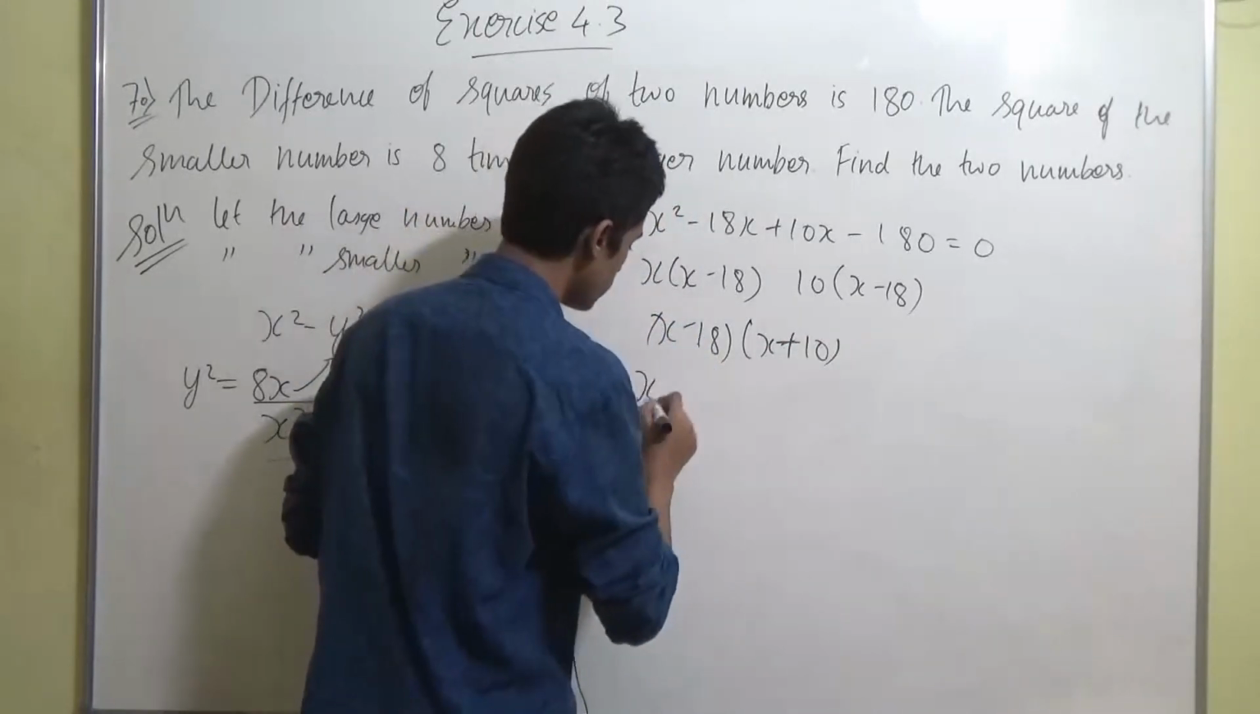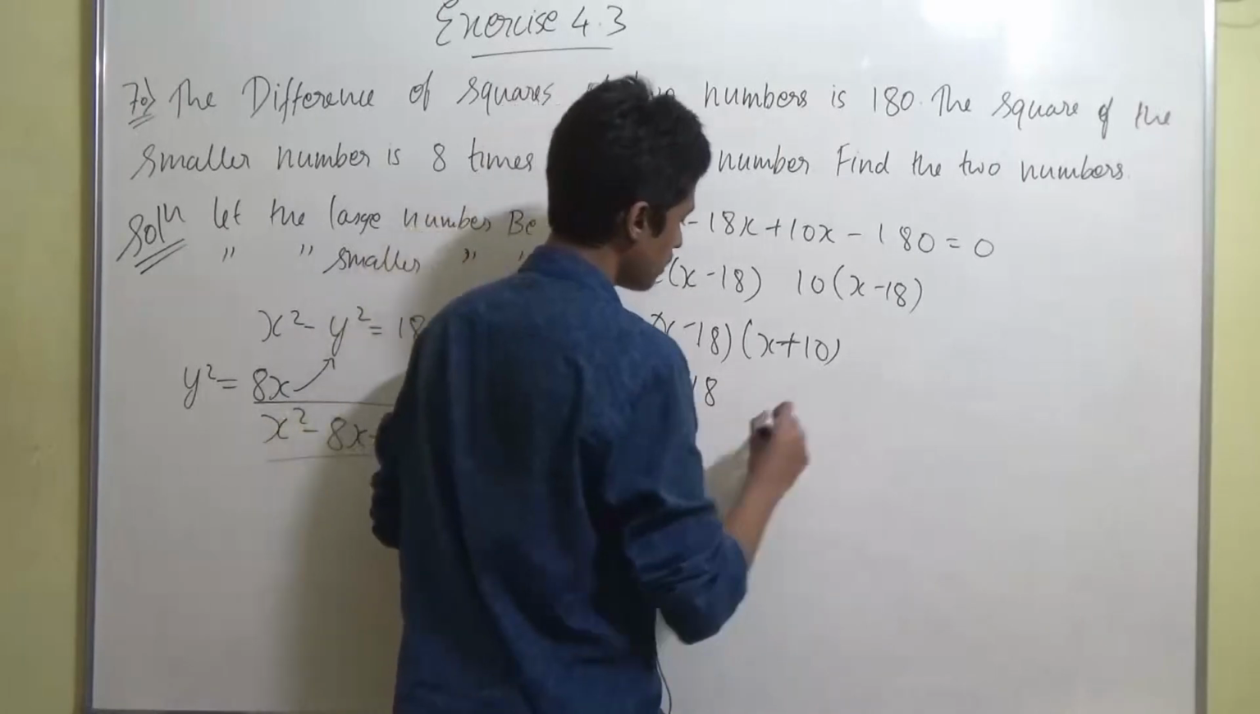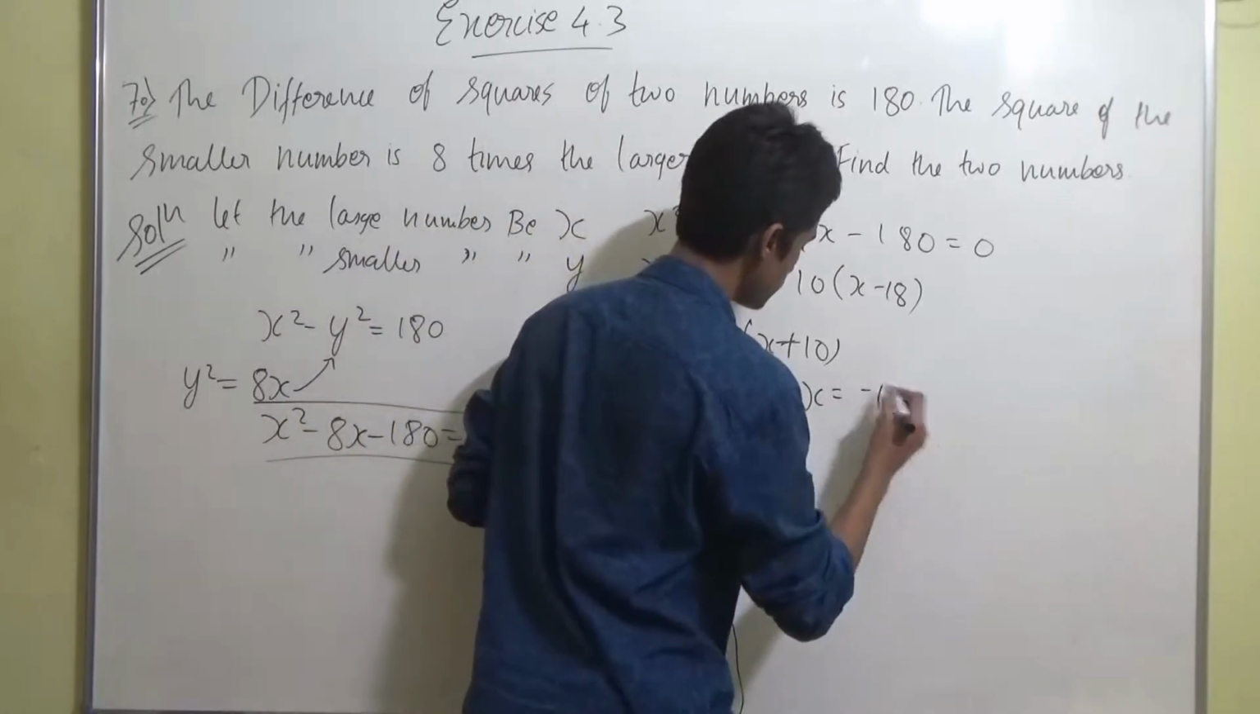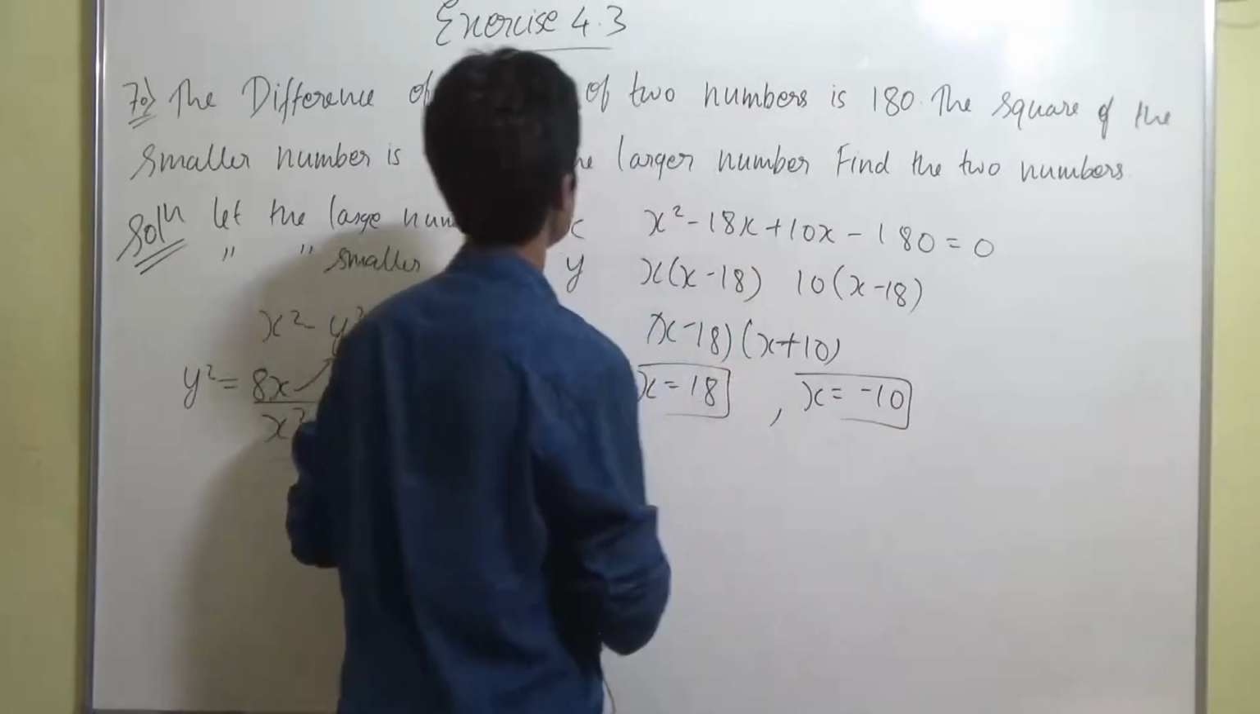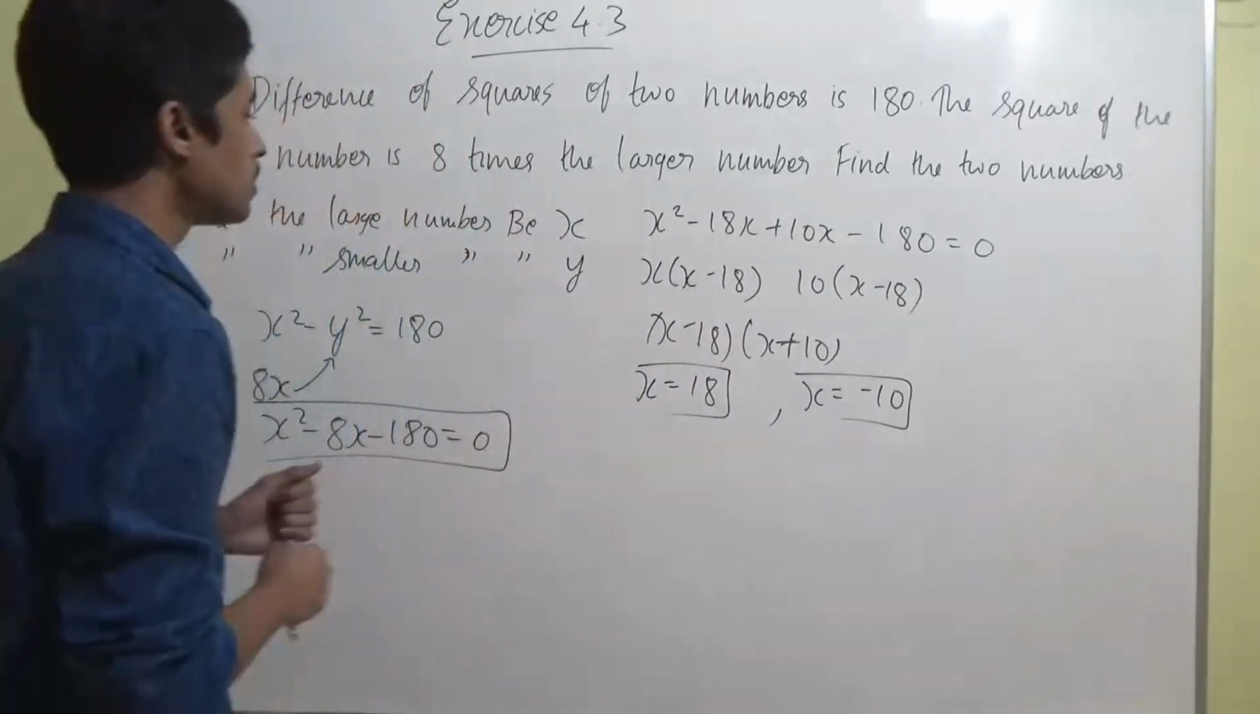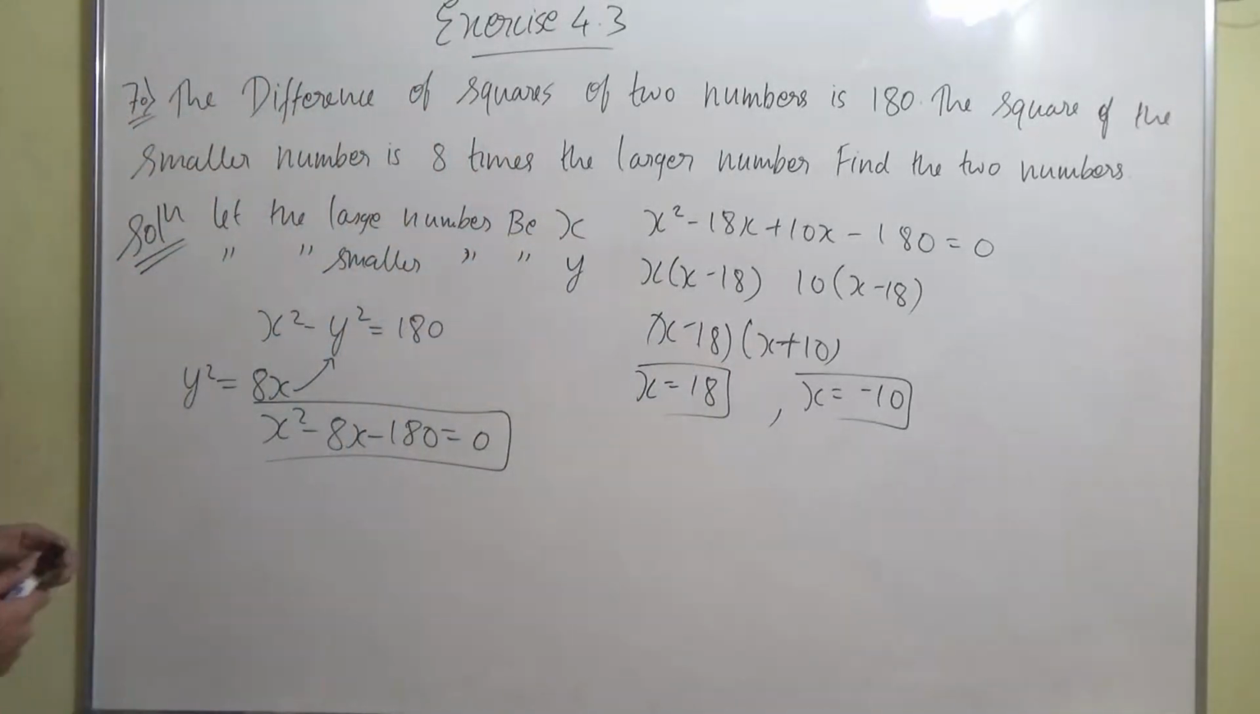Now you will get x as equal to 18, and then one more value of x you will get as minus 10. X you are getting as 18 and minus 10. Now x is the larger number, right? And then this one is the smaller number.